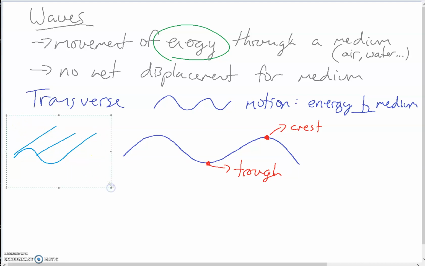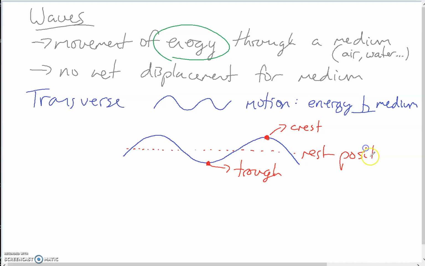Okay. So we've got the crests and we have troughs, and those are the two main parts. The top part is the crest, the bottom part is called the trough. Okay, the middle part here, right across there, is what is called the rest position, because that's where the material or the medium would be if this thing was at rest. So the crest is above and the trough is below the rest position.